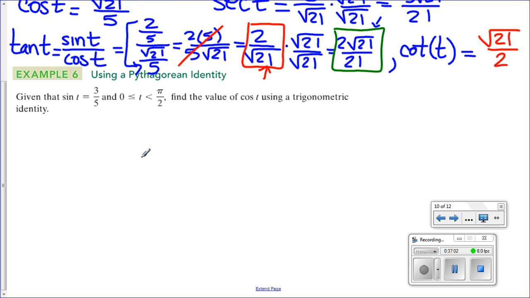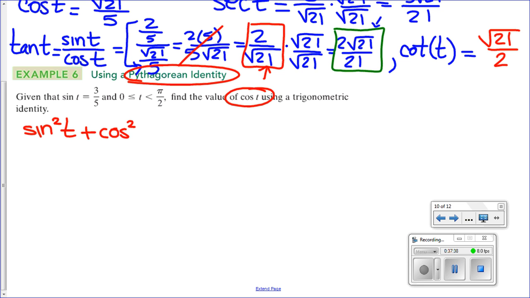All right, now example 6, we have to use the Pythagorean identity for this one, okay? And you have like a couple of questions like that on your homework. They're not too difficult, so don't be scared. All right, so we need to find the value of the cosine of t using the Pythagorean identity. So what is the Pythagorean identity, Yvette? Pythagorean identity, just read it for me. Sine squared t plus cosine squared t is equal to 1.